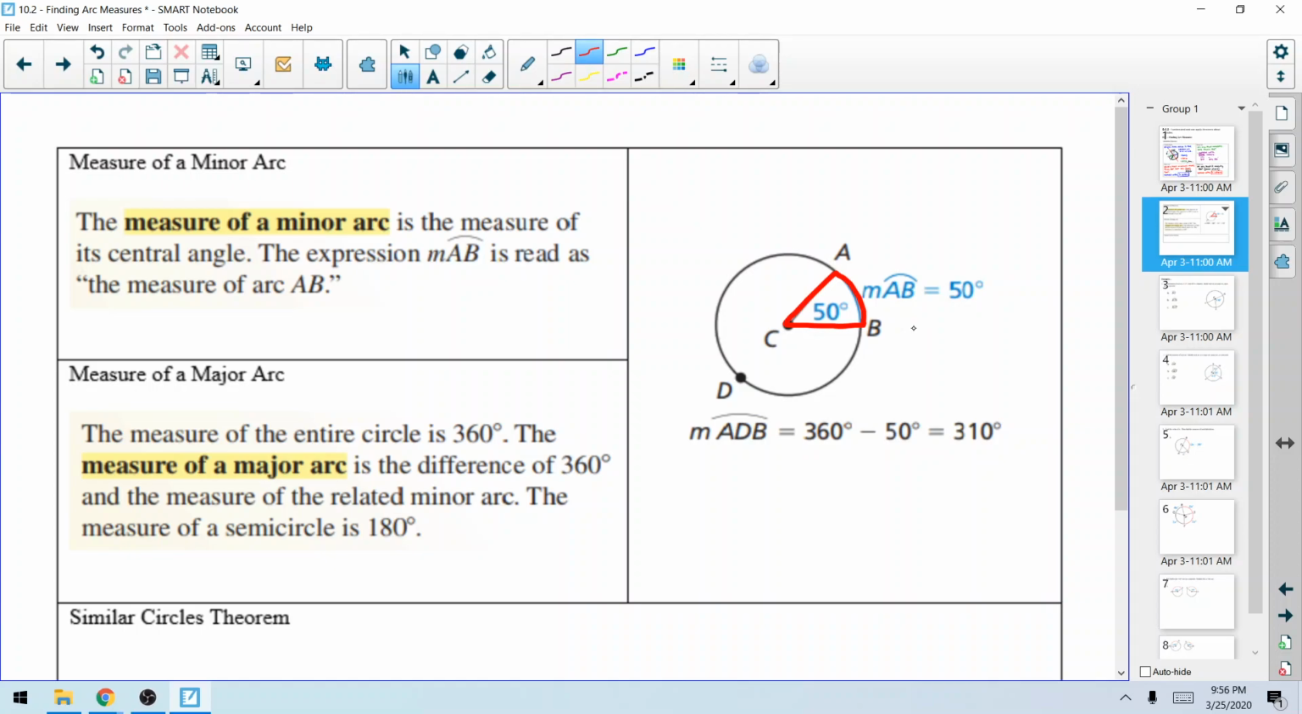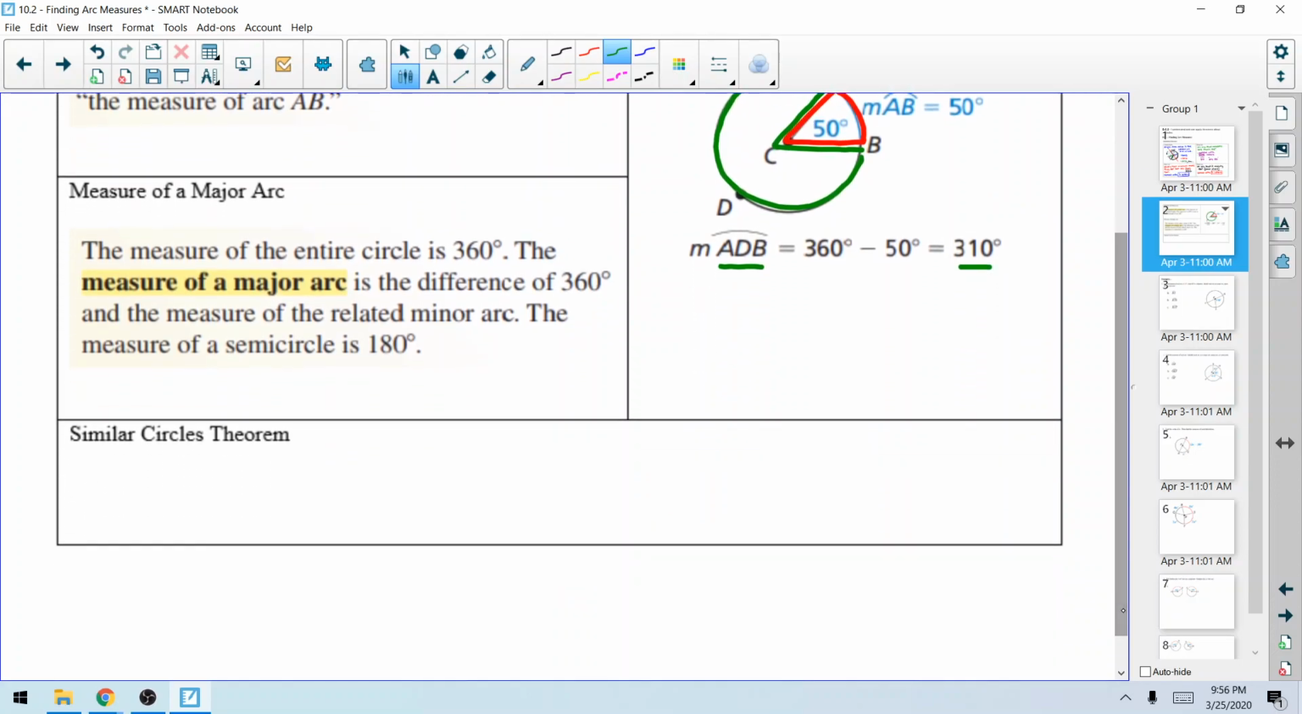Measure of a major arc is the measure of the entire circle. Oh, sorry. The measure of the entire circle is 360 degrees. So the measure of the major arc is the difference of 360 and the measure of the related minor arc. And then it tells you that the measure of a semicircle is 180. So if I wanted the major arc that corresponds over here, so ADB, you could just take everything, which is 360 degrees, subtract off the 50 degrees, and then I know that this green one is going to be 310 degrees.